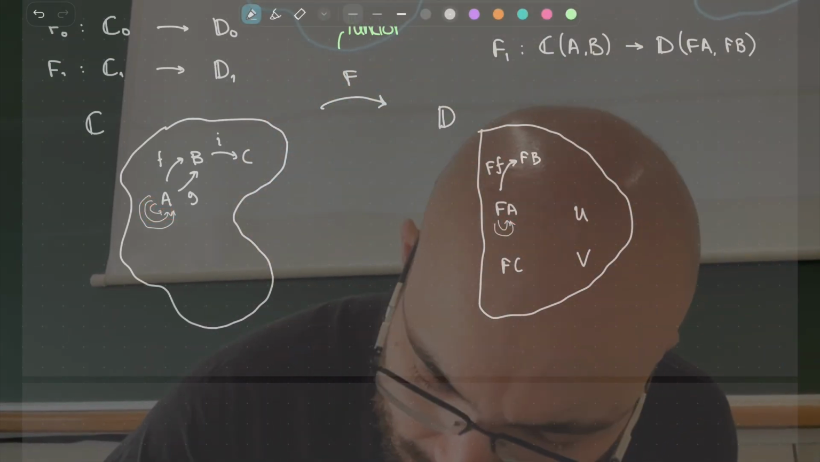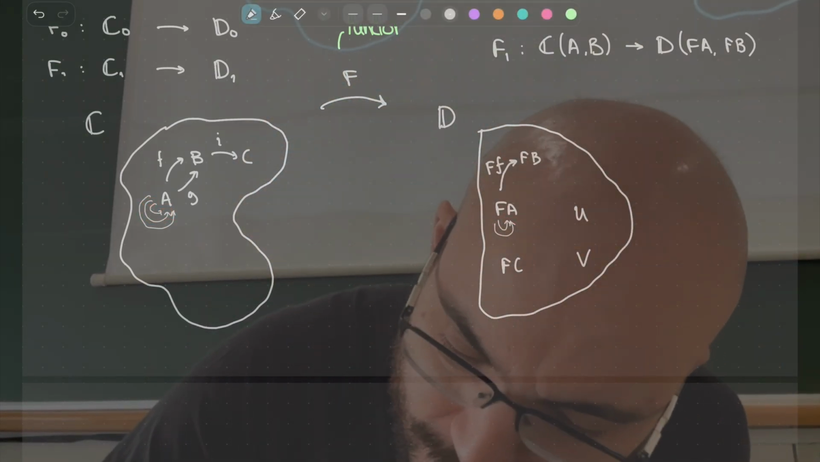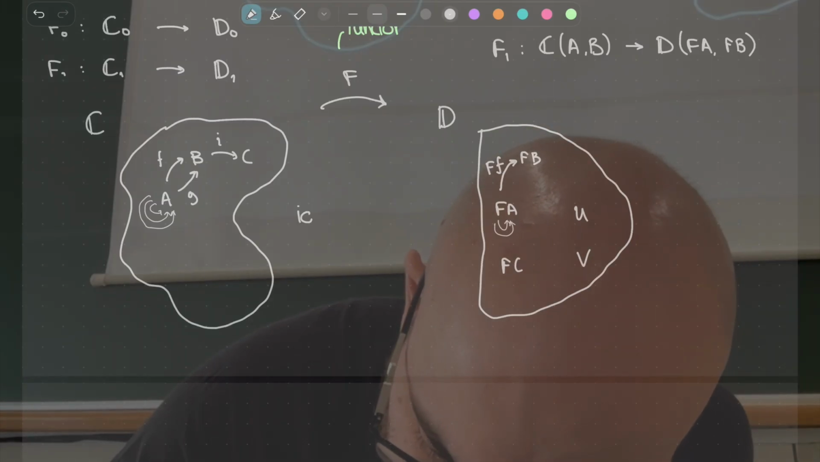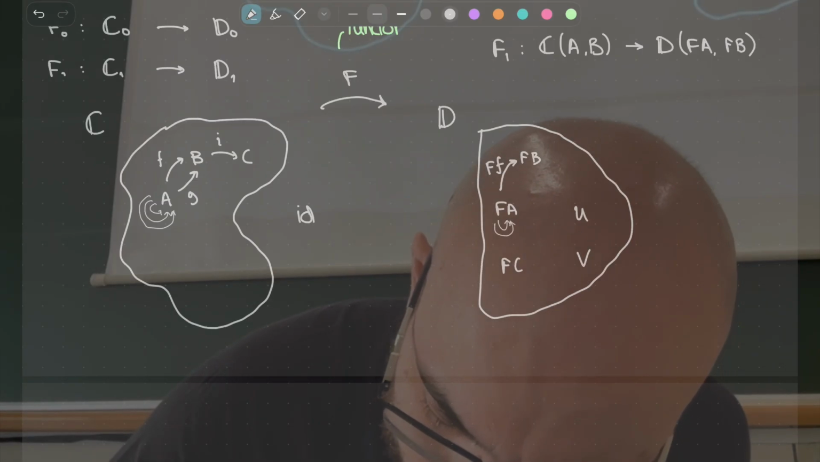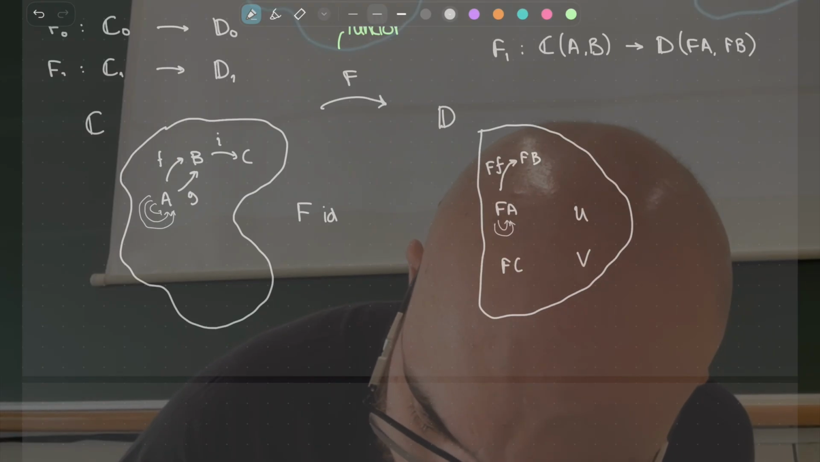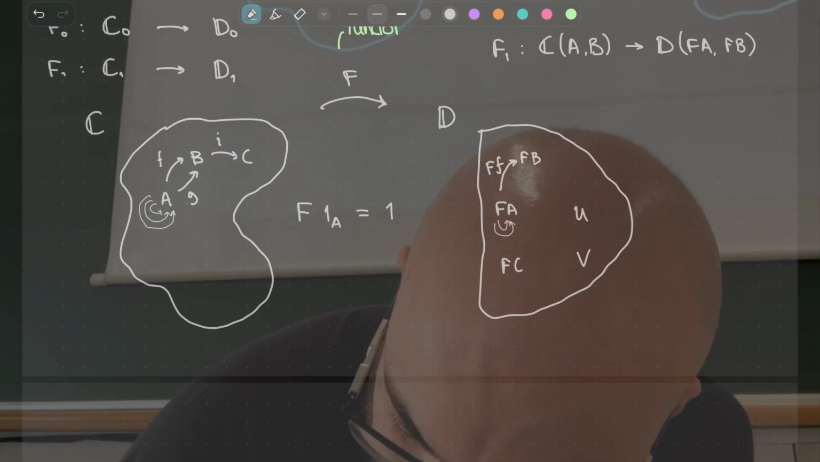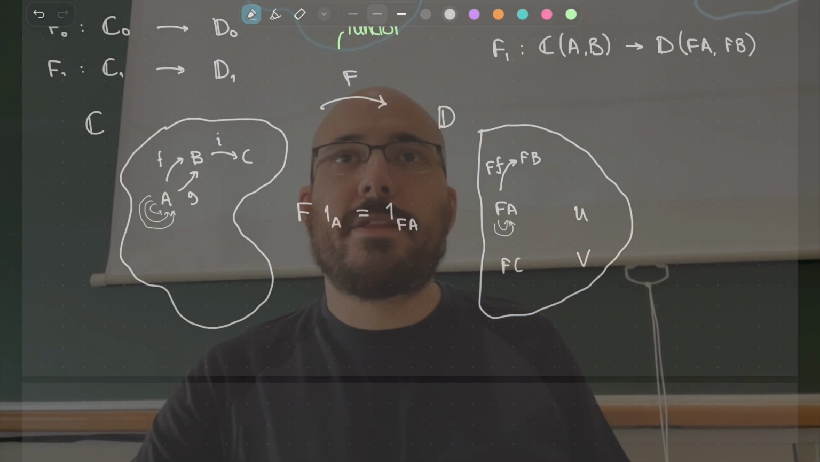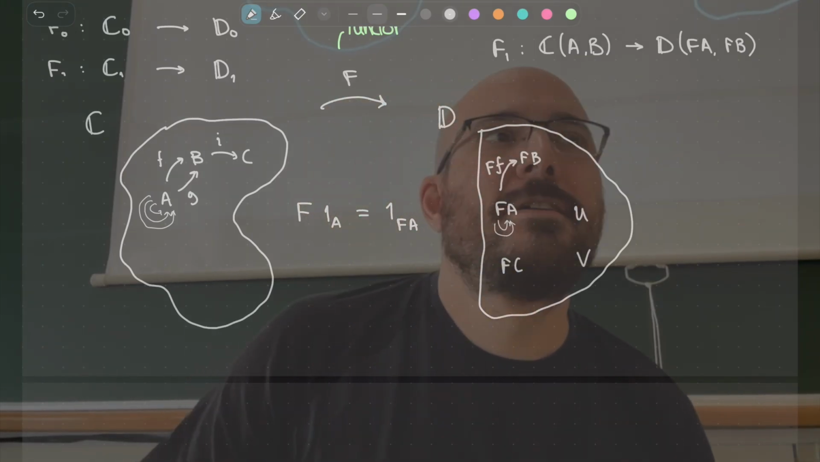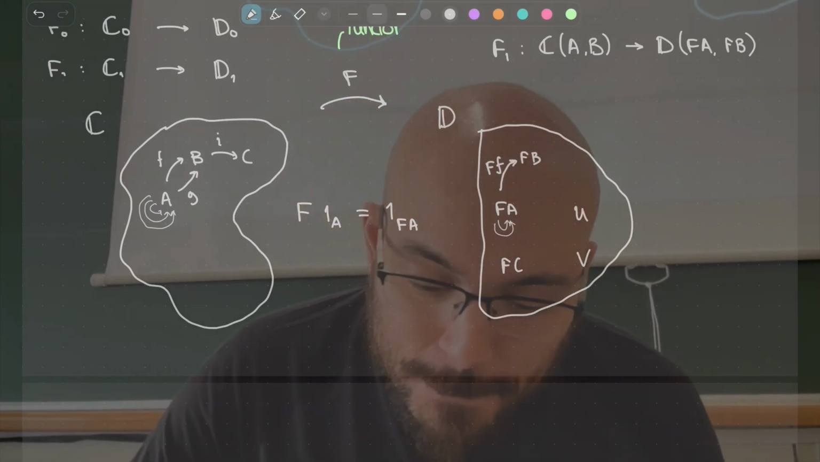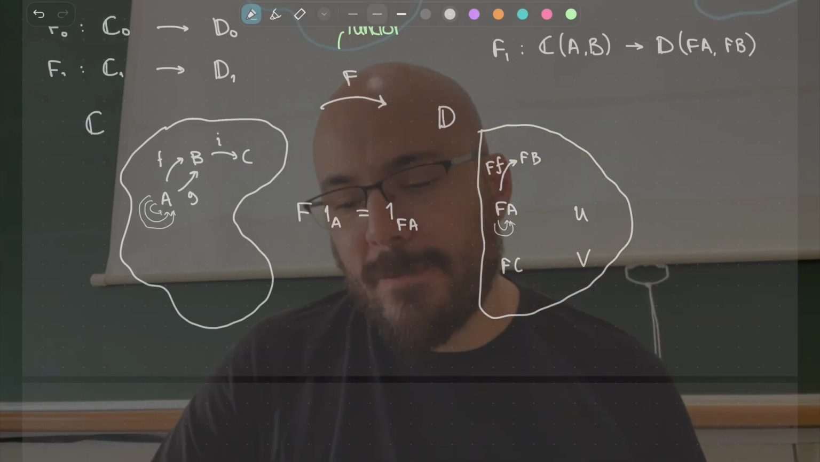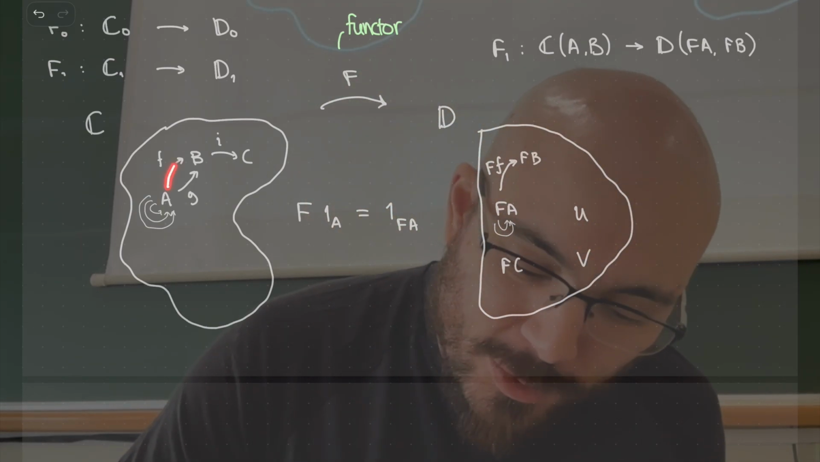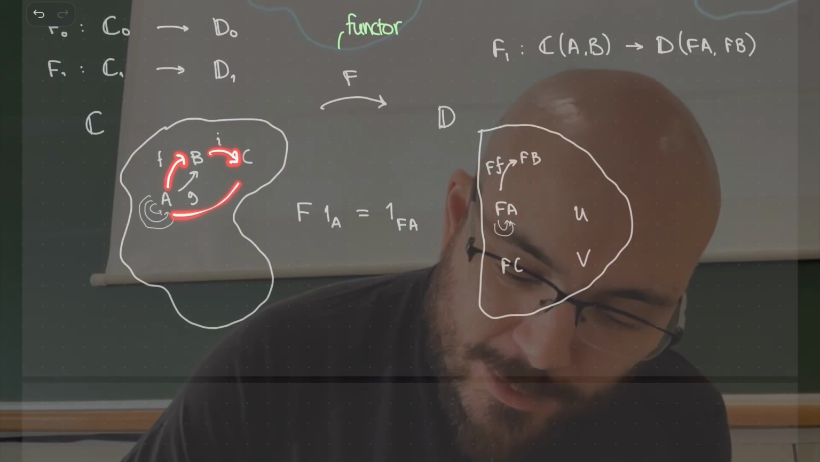So let's write it down. The F of the identity of A has to be equal to the identity of F of A. Make sense for everyone? Okay. And the other thing, let's speed up a bit. Yes? The F of the composition should be the composition of the respective types. Exactly. So if you compose this with this here, you will get an arrow from here to here.